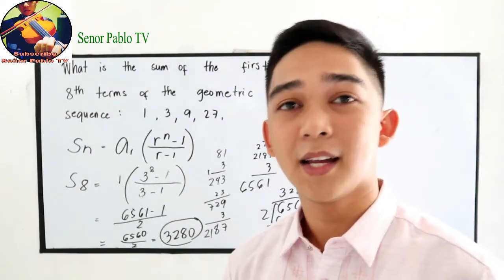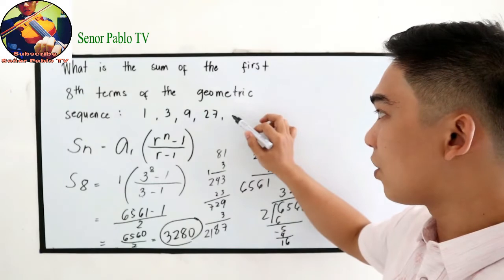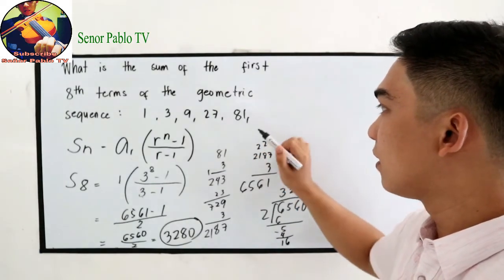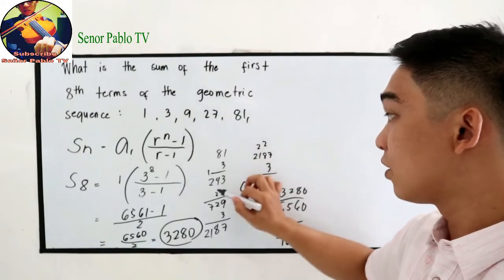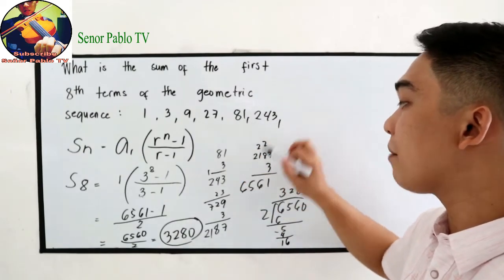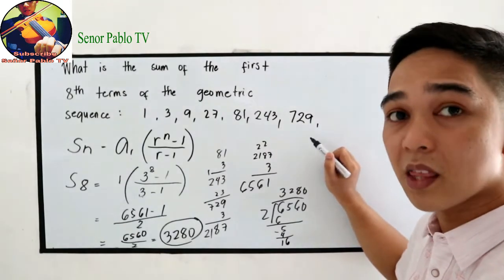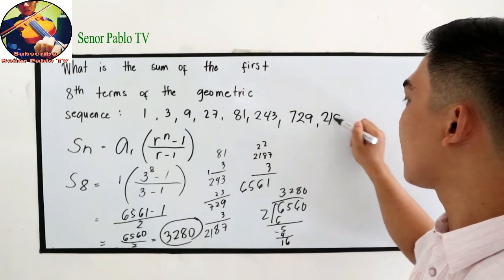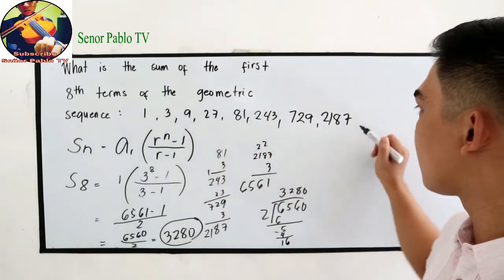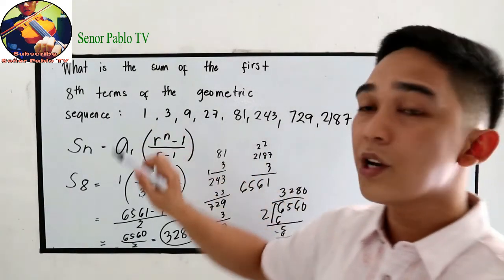O pwede din naman na manu-manuhin natin. So ang next term natin dito, 27 times 3, 81. 81 times 3, 243. 243 times 3, 729. 729 times 3, 2187. Ang ilan na yan? 1, 2, 3, 4, 5, 6, 7, 8. 8 na yan. Kuhin natin yung sum niya.